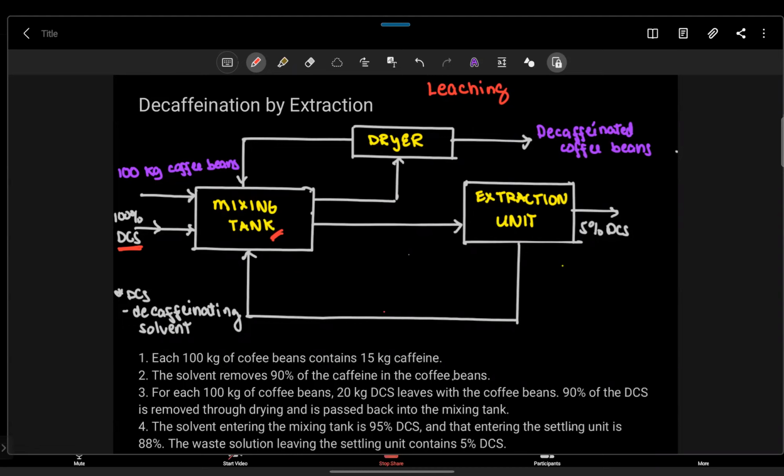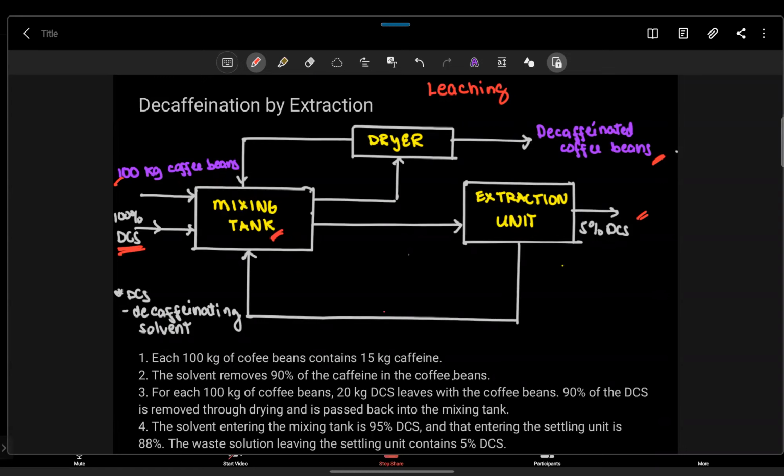So ganoon din yung basic na nangyayari dito sa ating process. It's just that we want to decaffeinate yung beans. Okay? So ang end product natin is number 1, coffee beans na wala ng caffeine, which is in this stream here. And number 2, yung ating caffeine na waste, okay? Which is probably here in this stream. So, ang nangyayari, yung solvent mo na DCS, yung imimix mo dun sa coffee bean, okay? And because of that mixing, maalis nung DCS yung caffeine. Okay? So basically, ganun yung nangyayari.